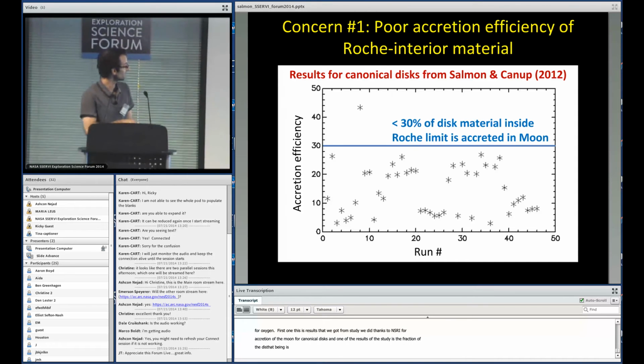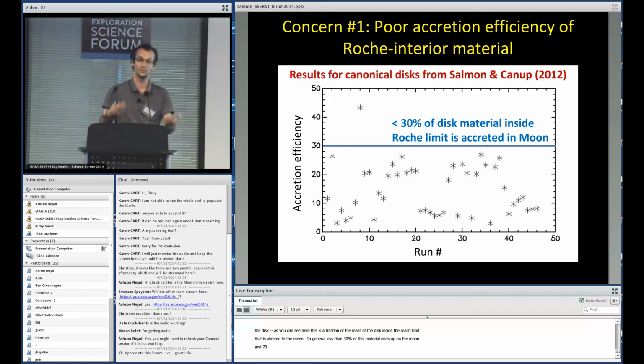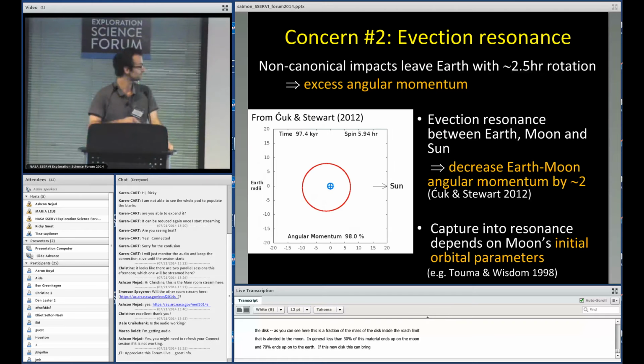As you can see here, this is a fraction of the mass of the disk inside the Roche limit that is accreted into the moon, and you can see that in general, less than 30% of this material ends up onto the moon, and 70% ends up onto the Earth. So if these new disks are more compact with most of the mass inside the Roche limit, this could bring an issue regarding whether we can form objects of a lunar mass.